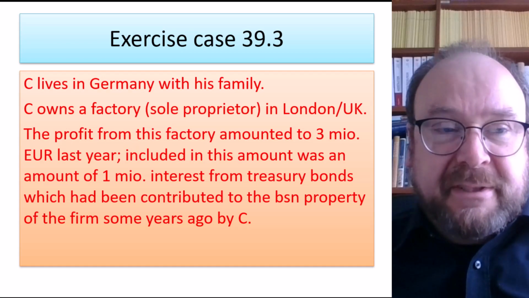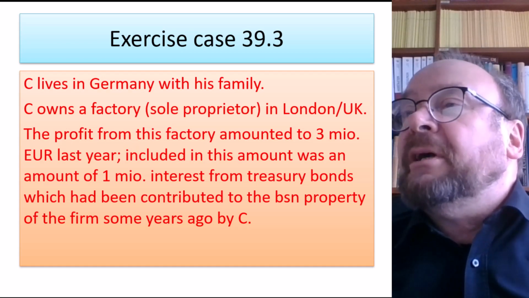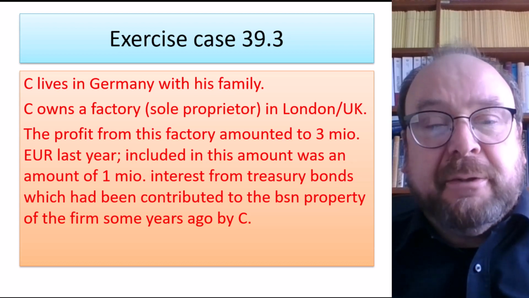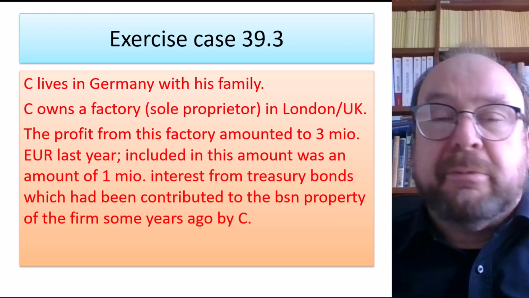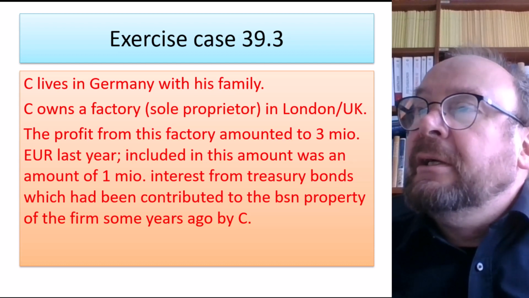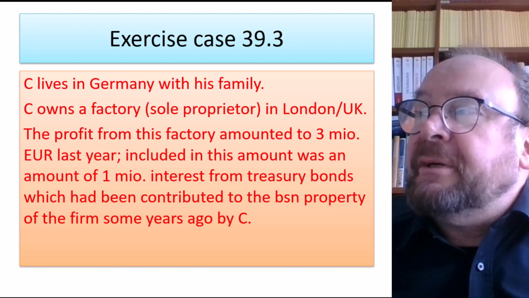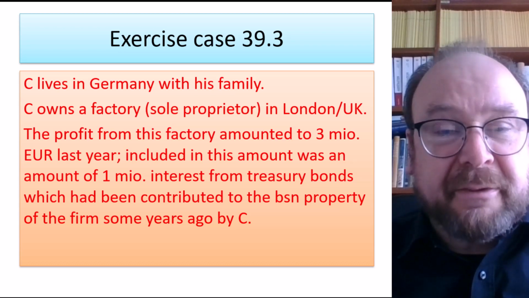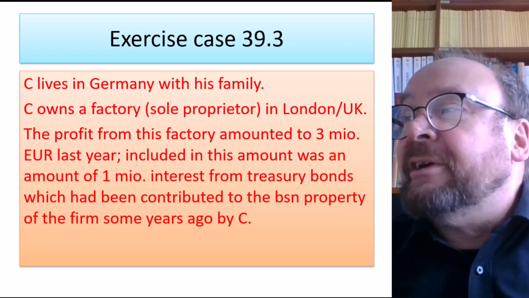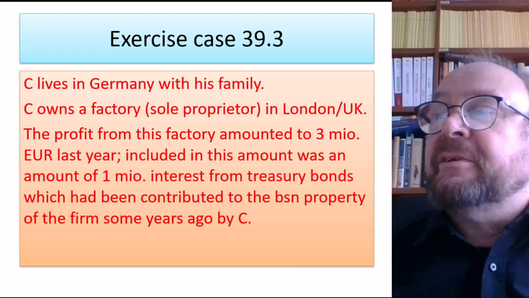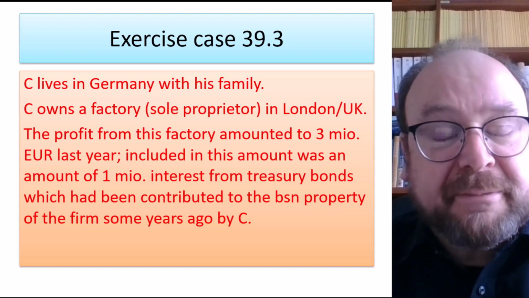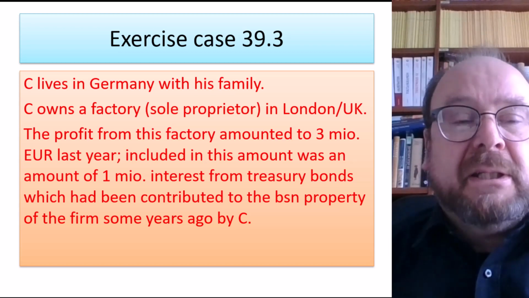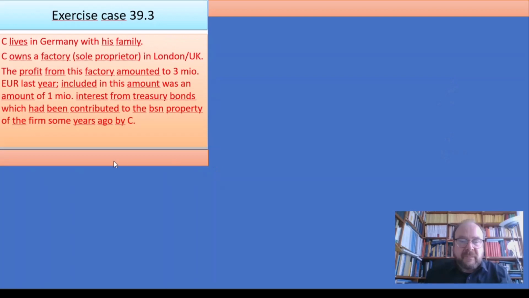And this seems to be a simple case. Not much is happening. C lives in Germany with his family, but C owns a factory as a sole proprietor in London, UK, and the profit from this factory amounted to 3 million last year. Included in this amount was, however, an amount of 1 million interest from treasury bonds, which had been contributed to the business property of the firm some years ago by C. Yeah, let's have a look.